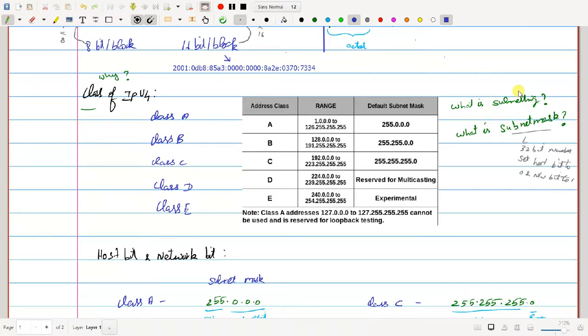Then we're going to see about the subnet mask. A subnet mask is a 32-bit number. It is used to differentiate the host bits and network bits of the IP address. Here we set 0 to the host bits and 1 to the network bits.